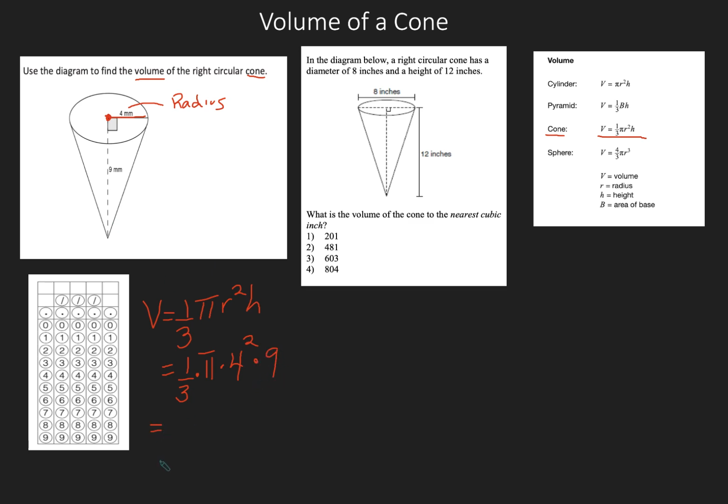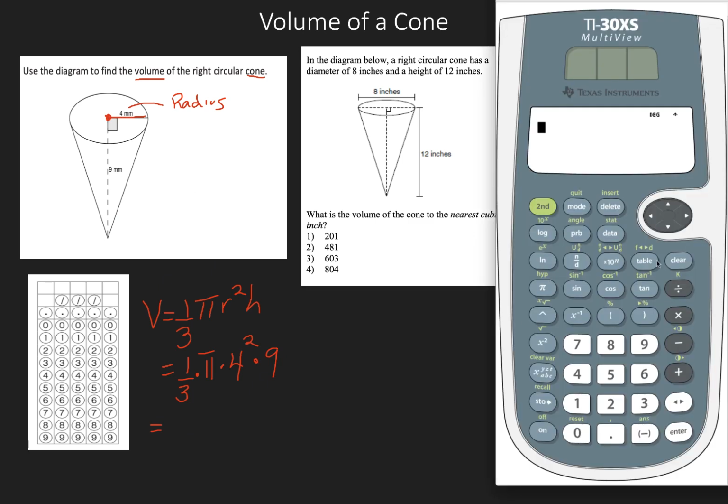I'm going to put all of this in my calculator. So I have 1 n over d, 3. Remember to go to the right. I'm going to multiply. I'm going to use pi times 4 squared and times my height, which is 9. I hit enter and notice my answer is 48 pi.